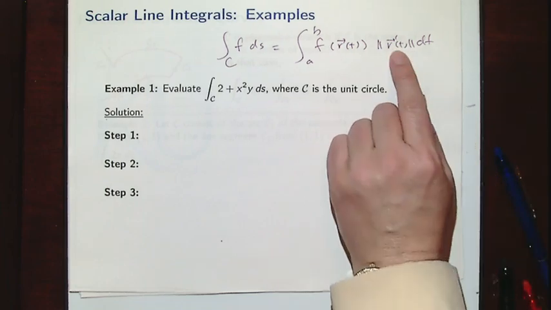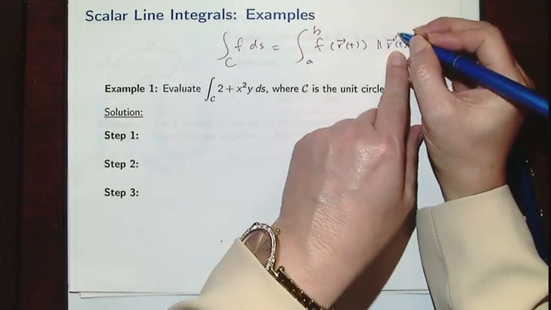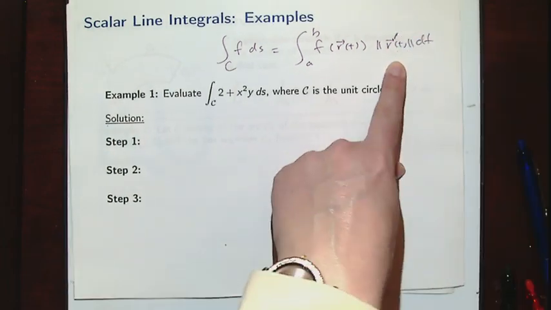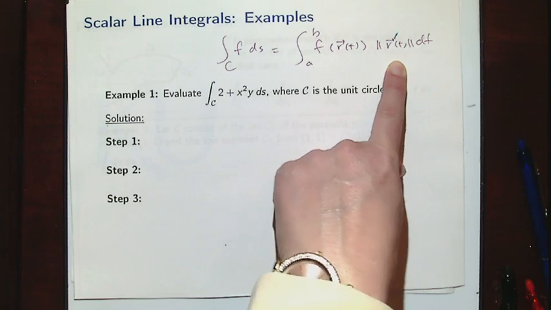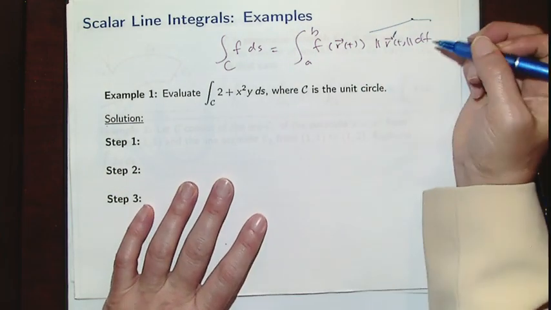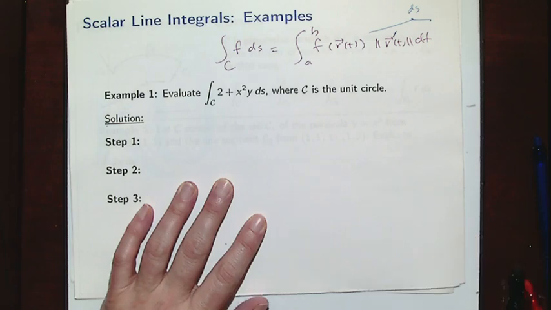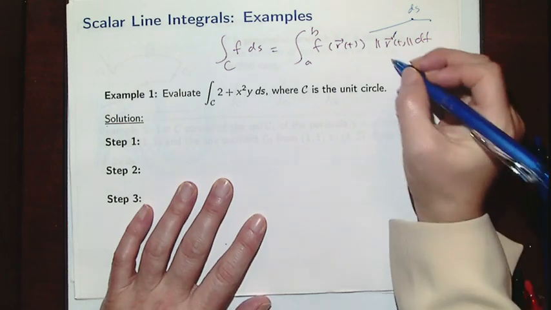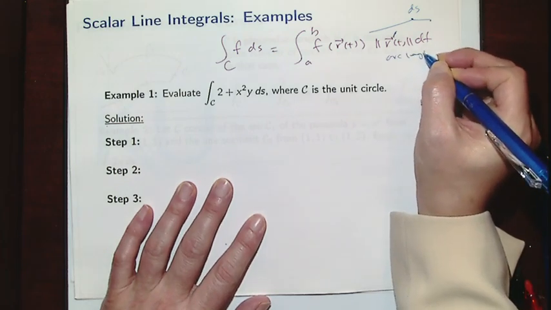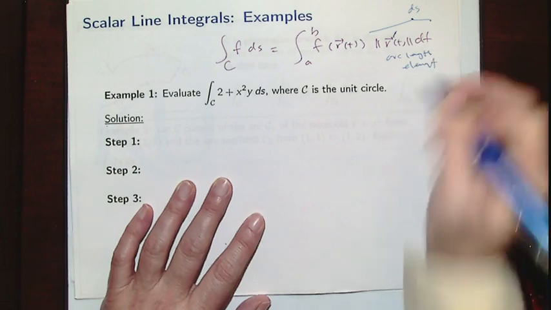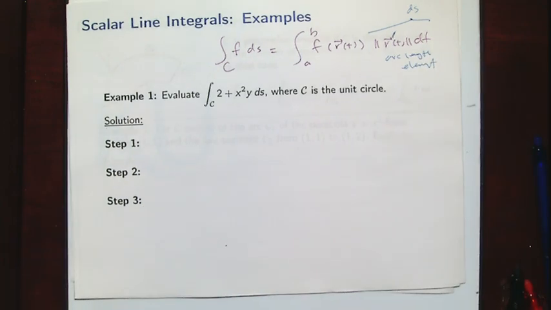This one is r prime, very good question. R prime, magnitude of r prime. Why? Because what is this called? Arc length element. Because I want to multiply the height by arc length to get the Riemann sum done, each piece of the Riemann sum.